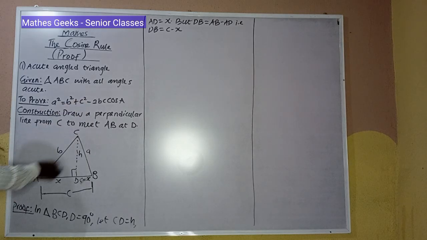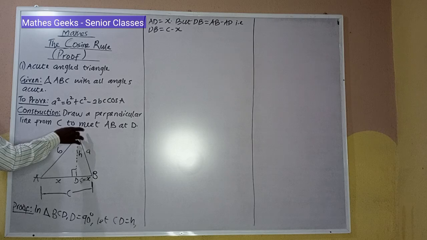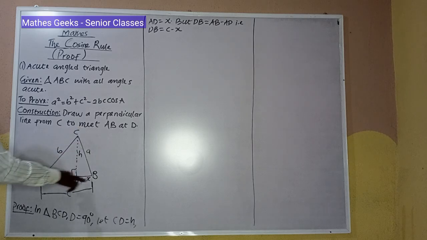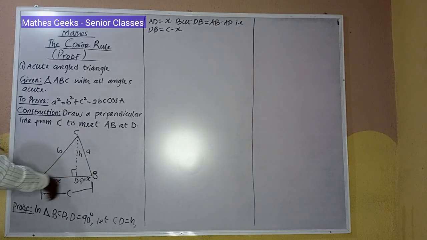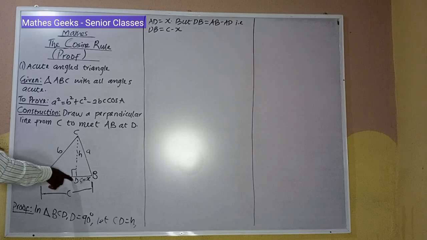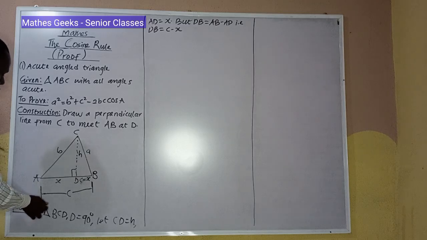We need to draw a perpendicular from C down to line AB, which is this part of the triangle, and to meet line AB at D. So now with that done, proof. In triangle BCD, we need to analyze certain things.